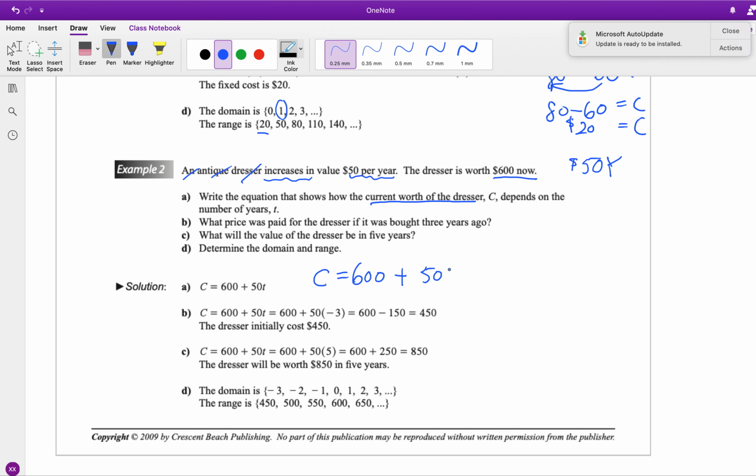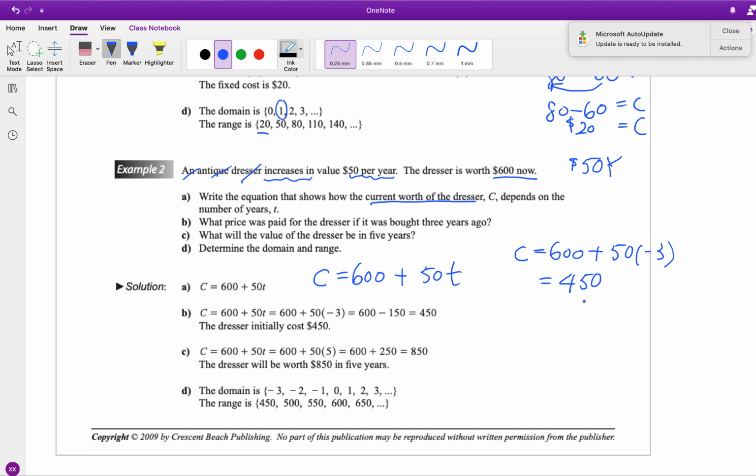Now here, your textbook uses T as a variable, which is fine. T means time. Now this time is per year. So this is the equation. Now, what price was paid for the dresser? It was bought 3 years ago. So the cost will be, if that is 600 right now, then your per year 50 would have a negative 3 because it's counting back, right? So then you do this and you end up with the number 450.